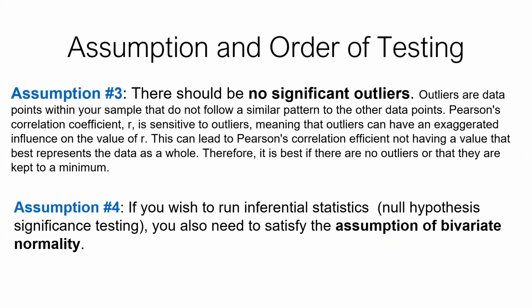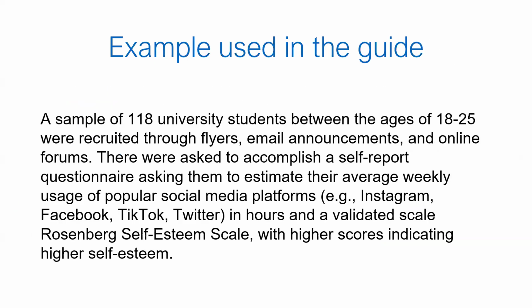Okay, now, before we proceed to run the Pearson correlation using JASP, let us first have an idea of what our data is about. The example that we use in this guide is that a sample of 118 university students between the ages of 18 to 25 were recruited through flyers, email announcements, and online forums.